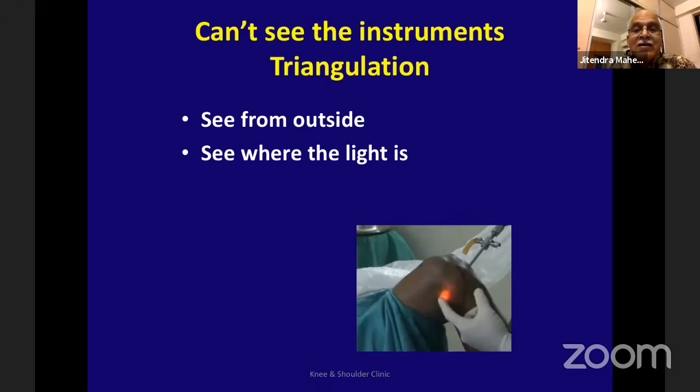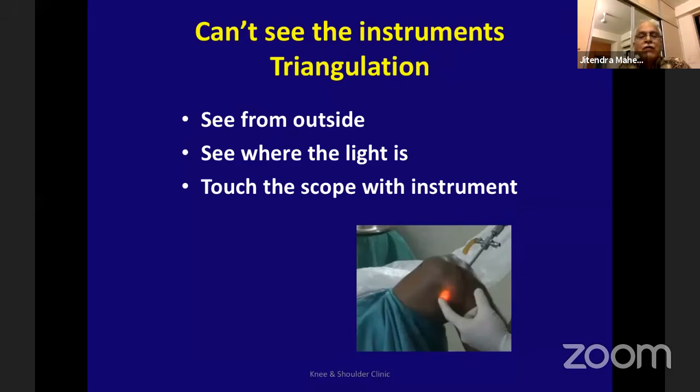Second, see where the light is. If I see the light is here, I know I'm in the lateral compartment or lateral gutter. If my scope and the instrument both are not pointing toward that light, I will never see my instrument. So your light will tell you where you are, and the instrument should go exactly in that direction, trying to reach that light. And then you're going to be in the right place.